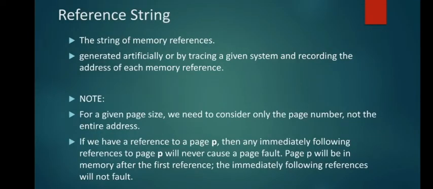So there are different types of reference strings, which are strings of memory references. They can be generated artificially or by tracing a given system and recording the address of each memory reference. Always note that for a given page size, we need to consider only the page number, not the entire address. So in swapping, you have to consider only the page number.